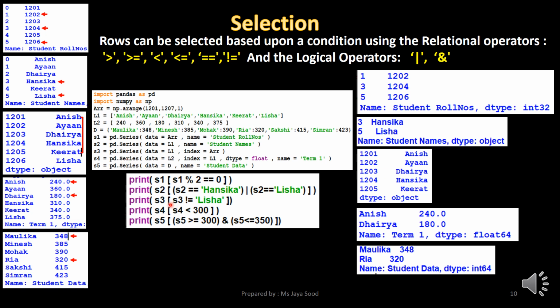Print S4 within square brackets, the condition S4 is less than 300 will print all those rows from the series S4 where the values are less than 300, as shown here in the output. The next command, print S5. The condition S5 is greater than or equal to 300 and S5 is less than 350 will print all those rows where the values lie within this range, 300 to 350, as shown here.